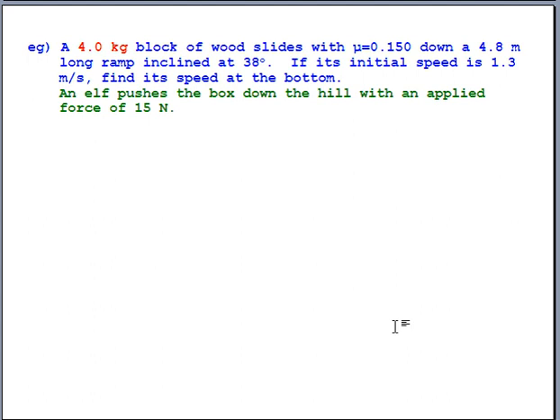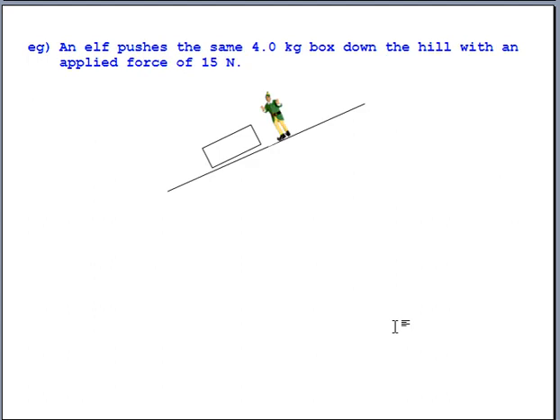Let's bundle this together a little bit. Let's just write it like this. So here's what you can copy. Let's say an elf pushes the same 4 kilogram box down the hill with an applied force of 15 newtons. Okay, so new information. There is an elf shoving on it with 15 newtons with their hands, and it's a 4 kilogram box. The equation from the formula sheet, it's no good anymore. It doesn't have elves, right? There's no elf term in there at all. So you've got to start over.